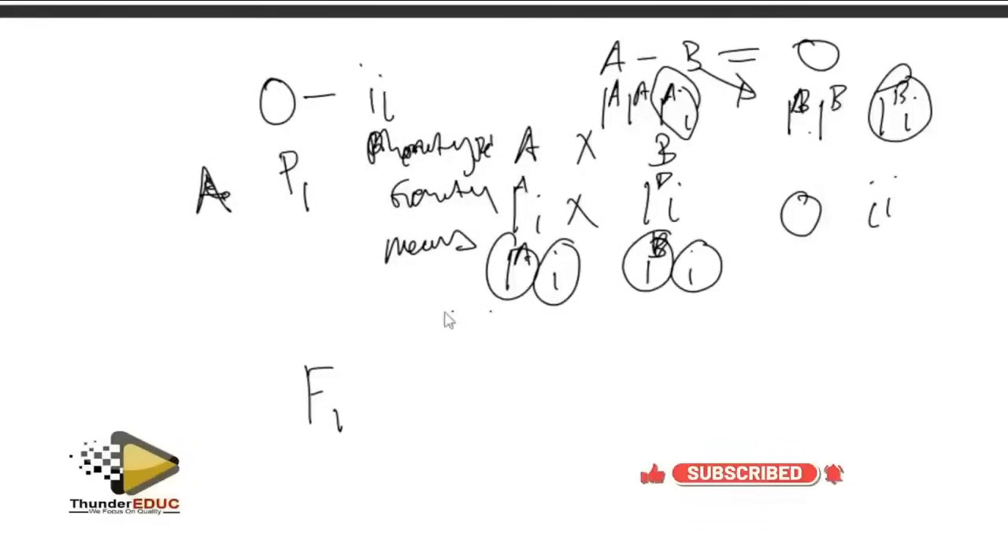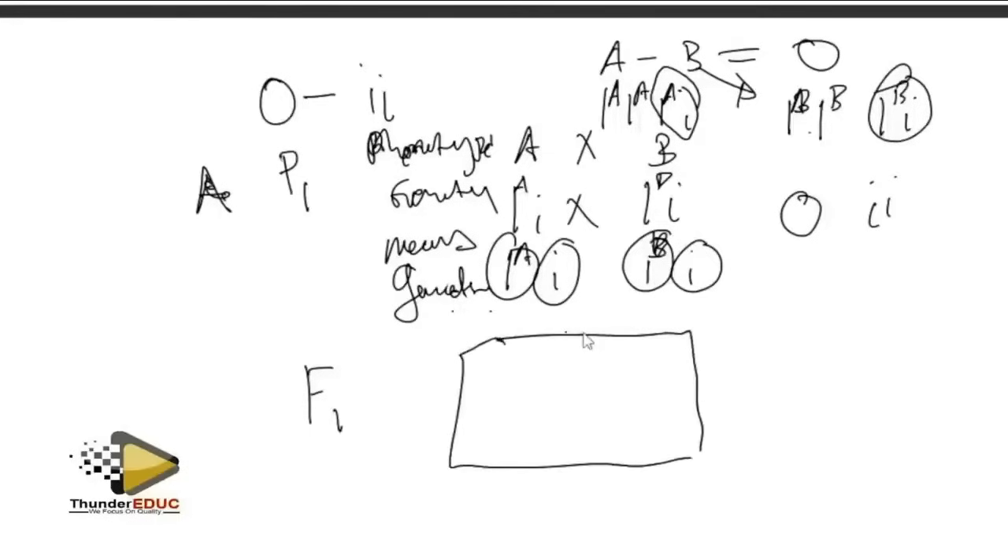Now, look. This is gametes. So, if these are gametes, what happens here? You can use a Punnett square method, or you can just cross. Whatever you want, it is still fine. For example, let me use the Punnett square because I've been using the cross. So you draw your Punnett square here, and then you say, okay, you have A, you have I here. You have B, you have small i here.